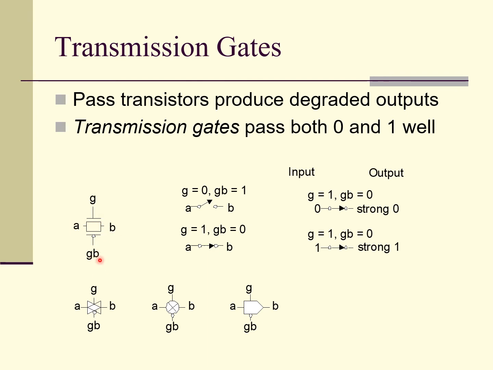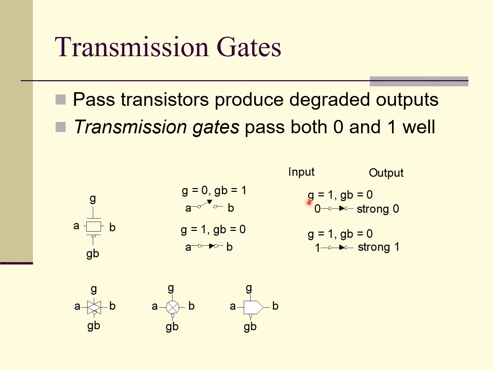And what is GB? GB is the gate bar, meaning if we have 1 for the gate, then GB will be 0. So both the NMOS and also the PMOS will be turned on. For this purpose, the current will be transferred from A to B.